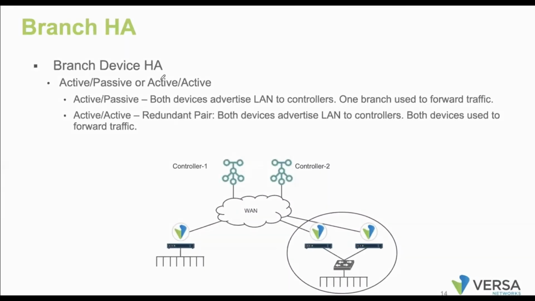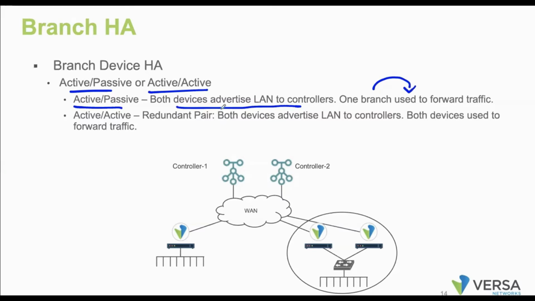Branches HA. So we can configure active passive HA or you can configure the active HA. So in the active passive HA, what is going to happen? Both the devices will try to advertise the LAN networks to the controllers. At any point of time, one branch will be used to forward the traffic.